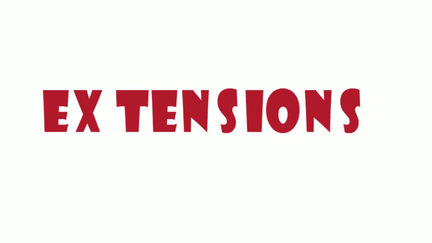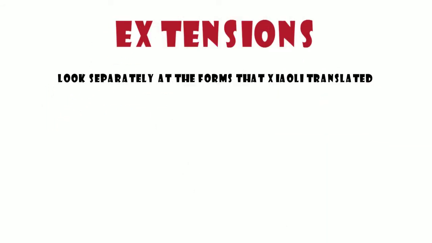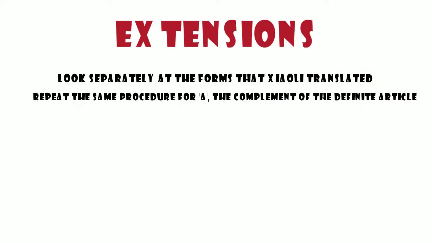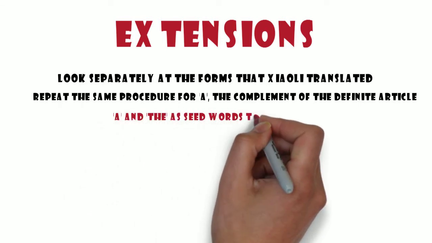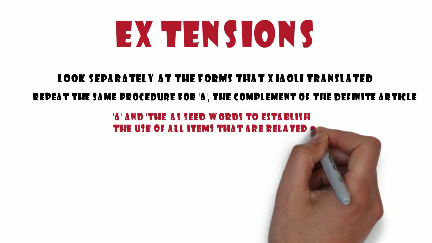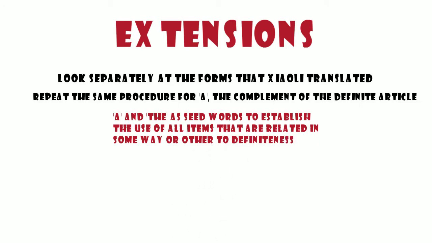Jeff could easily have extended his research further by looking separately at the forms Xiaoli translated, and not only in those contexts in which they appear as translations of "the". He could also repeat the same procedure for the complement of the definite article, "a". Jeff would then have used "a" and "the" as seed words to establish the use of all items that are related in some way or other to definiteness as we find it in the English article system.